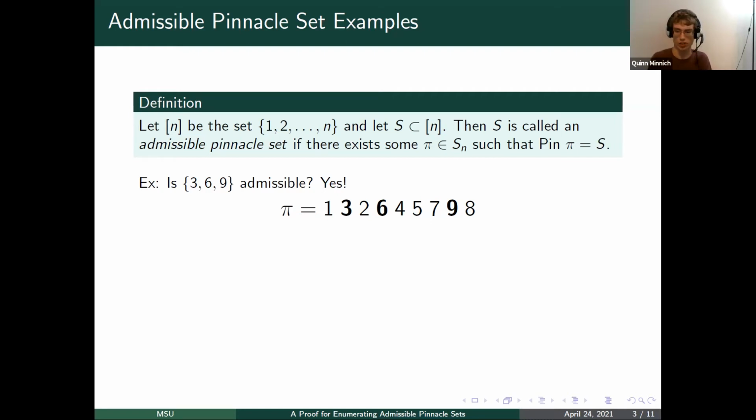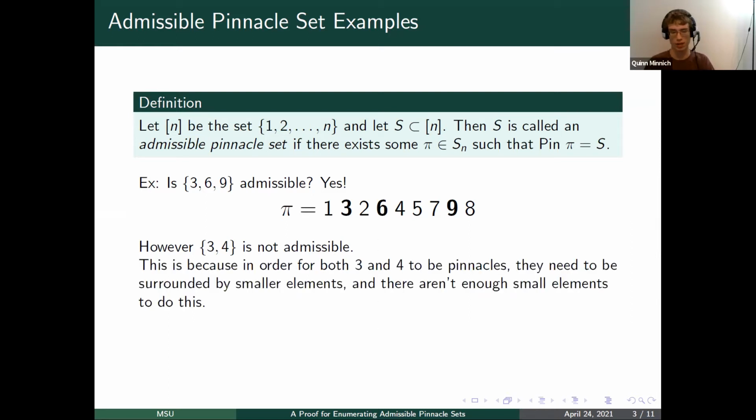So maybe you wonder, are there sets that are not admissible? Here's a set that is not admissible. It's interesting to think about why for a moment. The reason that you cannot have both 3 and 4 being pinnacles at the same time in a permutation is that both the 3 and the 4 need to be surrounded by smaller elements. And the only elements smaller than both 3 and 4 are 1 and 2. So effectively, we don't have enough small elements to surround both the 3 and the 4. Even if they shared an element between them, you still need 3 small elements. So 3, 4 is not admissible, and no set containing both 3 and 4 will be admissible.